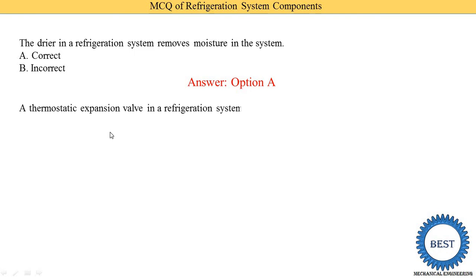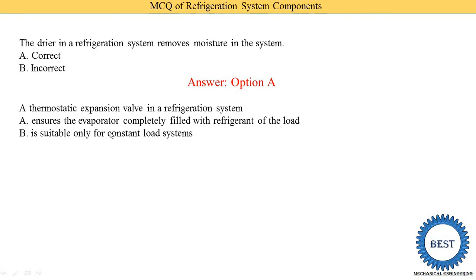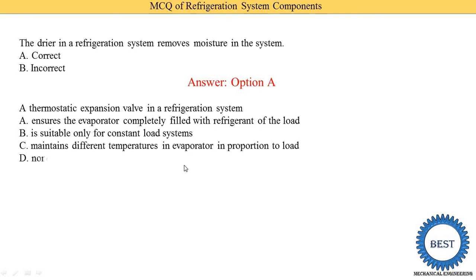The thermostatic expansion valve in a refrigeration system ensures the evaporator is completely filled with refrigerant according to the load. It is suitable only for constant load systems. Maintain different temperature in the evaporator in proportion to load. None of the above. So option A is the correct answer. The thermostatic expansion valve ensures that the evaporator is completely filled with refrigerant according to the load.